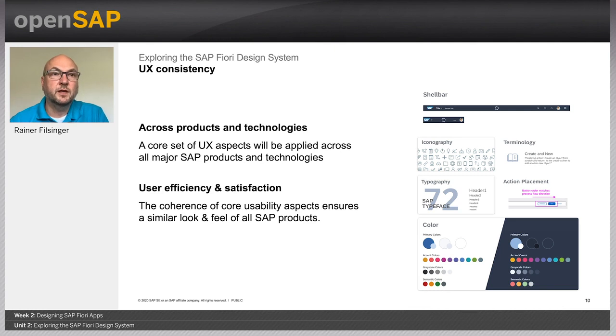UX consistency makes the user feel at home. Basically, it's all about recognition. We will be using the same colors, typography, iconography, and terminology across all products. UI elements like buttons or form fields look the same and are positioned consistently. These measures will ensure a similar look and feel across all products and applications.